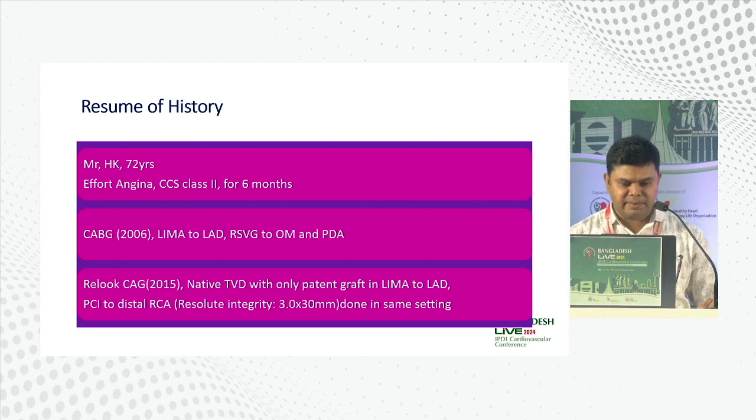Mr. SK, 72 years old, presented to us with effort angina, CCS class 2 for 6 months. He had a history of CABG, LIMA to LAD, venous graft to OM and PDA. Relook CAG was done in 2015, which revealed native TVD with only patent graft LIMA to LAD. At that time, PCI to distal RCA was done in the same setting.